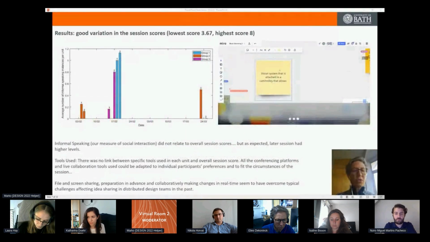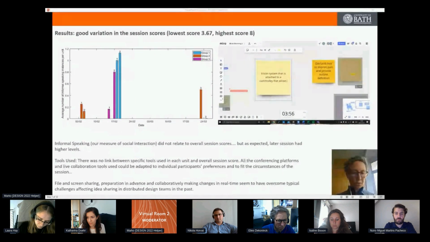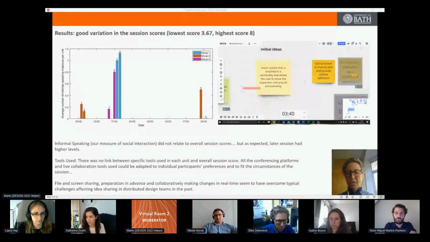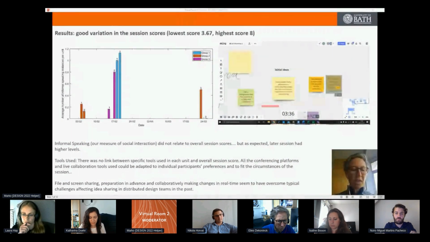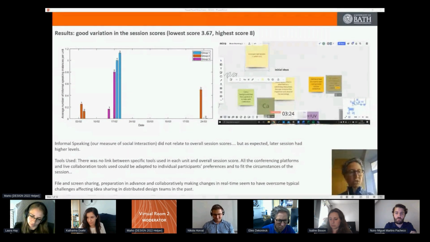We also had some results on informal speaking and observations on the effects of the tools used on the session scores. We found that all conferencing platforms and live collaboration tools could be adapted to the session's needs. In general, we found that file and screen sharing, preparation in advance, and collaboratively making changes in real time seem to have overcome typical challenges affecting idea sharing in distributed design teams in the past. We also had some findings on informal speaking, relating those to the overall session scores.